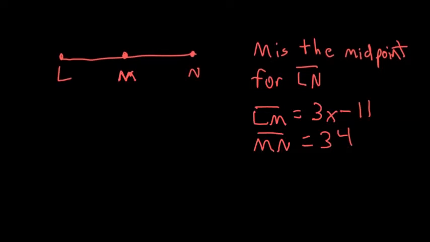Alright, now we're given the line LMN, and we're told that M is the midpoint of LN. Midpoint means halfway between L and N. And then it tells us LM is 3x minus 11. So let's write that in. And it says MN is 34. Since it's the midpoint, those two line segments, LM and MN, have to be equal. So we can just say 3x minus 11 equals 34.